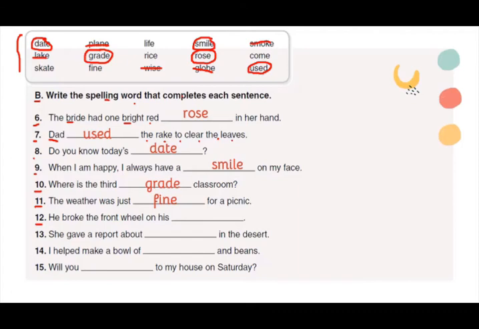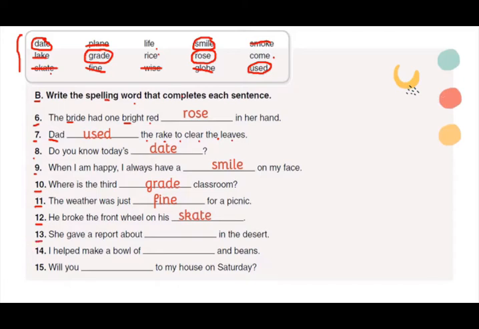Number 12, he broke the front wheel on his what? What do you think? Which one of these words could be something with a wheel? Is it come? No. Is it life or rice? Of course no. Fine, we already used it. Is it a skate? Yes, of course, it is skate.